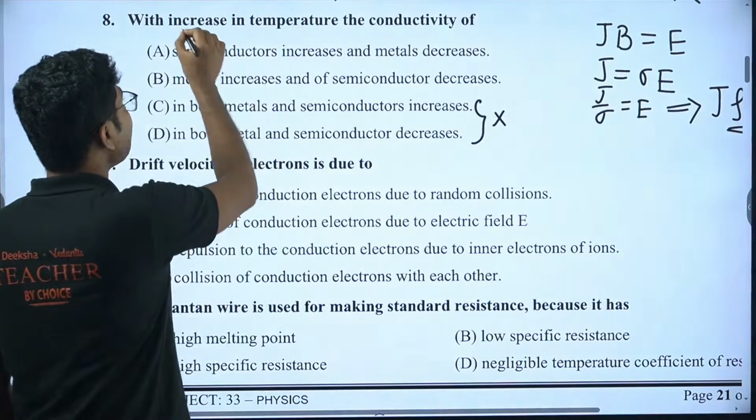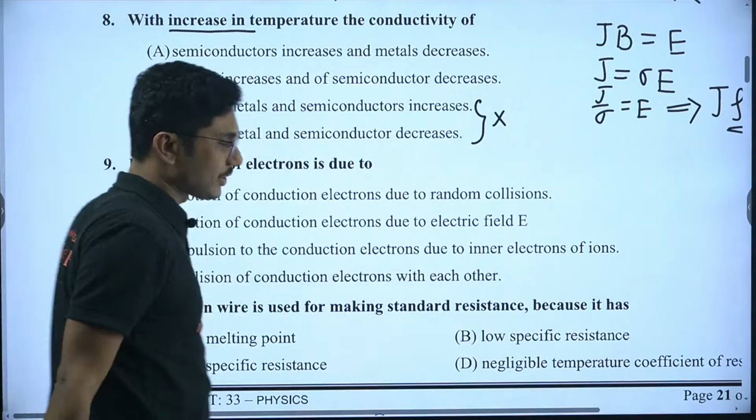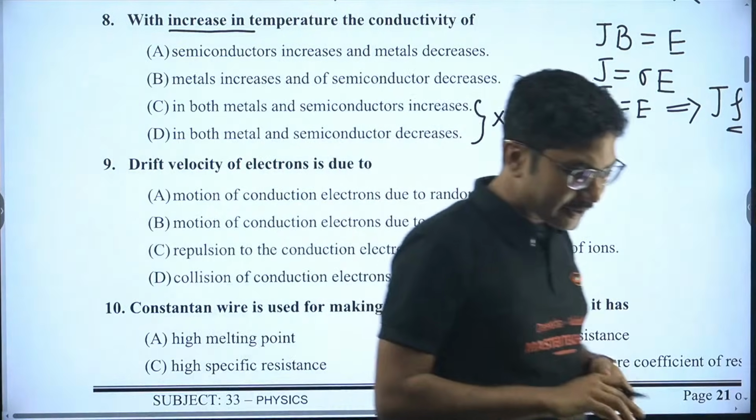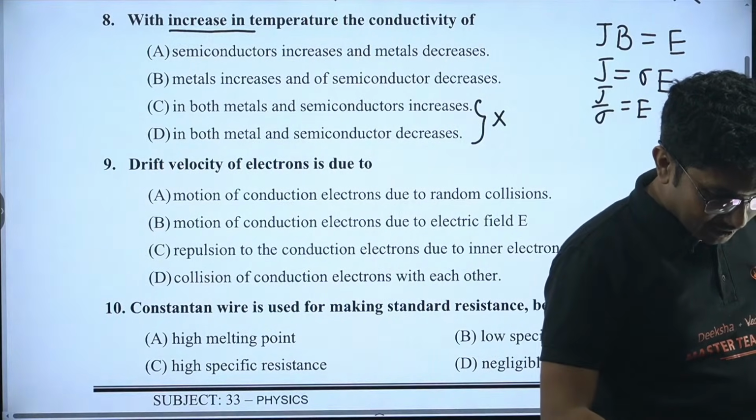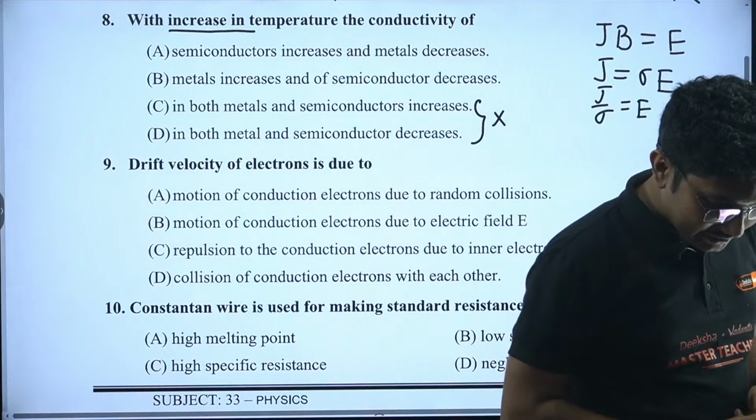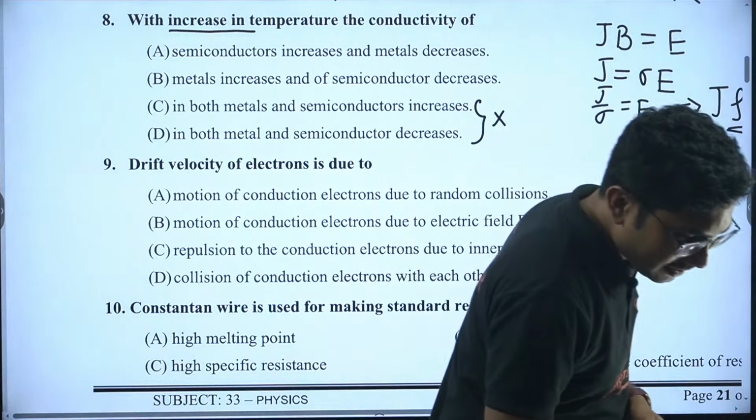And what is happening here? You are increasing the temperature. So if you are increasing the temperature, what happens? Komal Kaushik is saying 8A, Mansi is saying 8A, Nagaraj is also saying 8A.